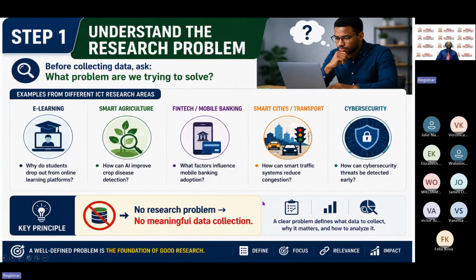So I'm going to give you 1 to 18 steps. And this is more or less similar to non-ICT research or any kind of research. The first step, I will go quickly: understand the research problem. I'm going to put some examples. Why are you collecting data, what problem are you trying to solve? Because you are trying to generalize, you are trying to connect. The problem can be solved using an ICT research based on an ICT model by collecting data.